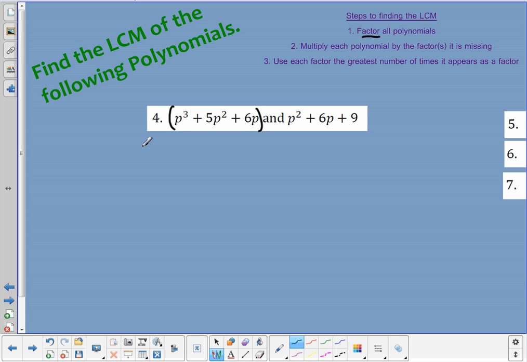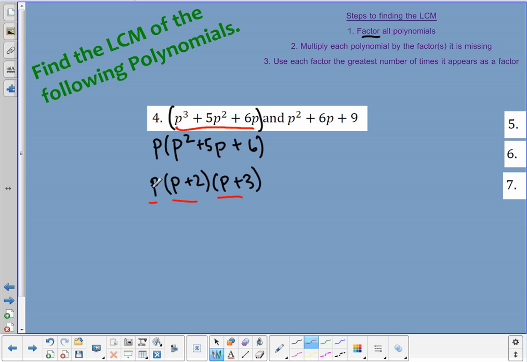I know I can take a p out, and that leaves me with p squared plus 5p plus 6. And then I also know that that trinomial in the middle, I need a product of 6 and a sum of 5. That's 2 and 3. So I've got p plus 2, and then p plus 3. So these are like the three factors that make up this whole polynomial. Okay, so you've got this factor of p, this factor of p plus 2, and this factor of p plus 3. So now let's take a look at the one on the right.